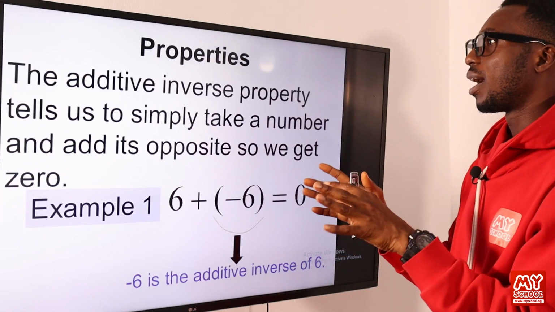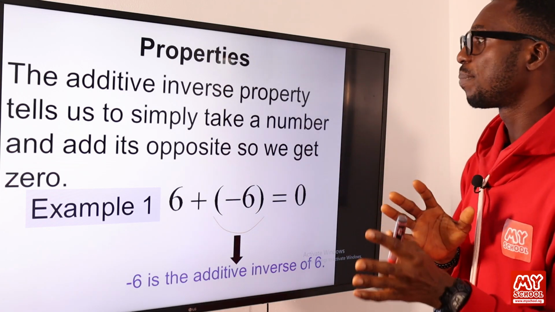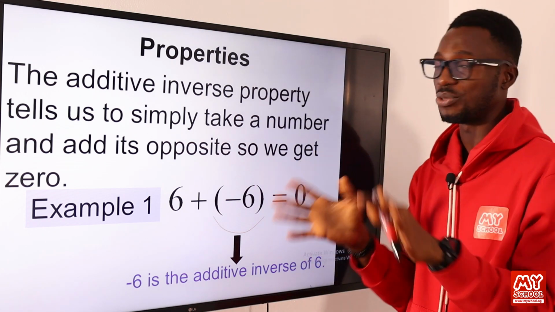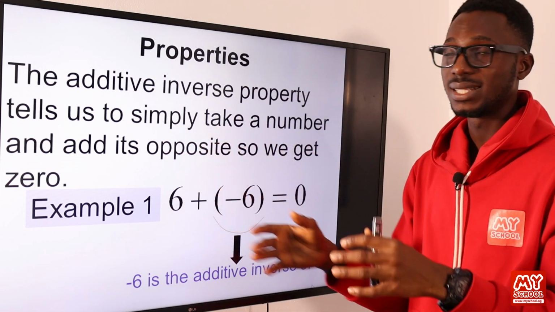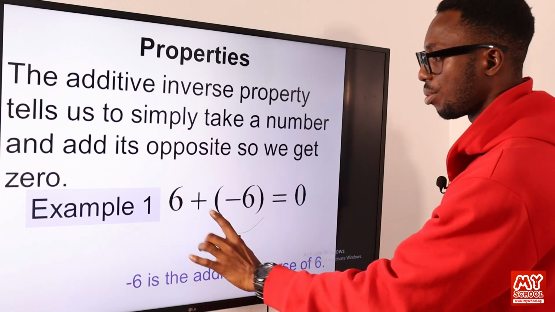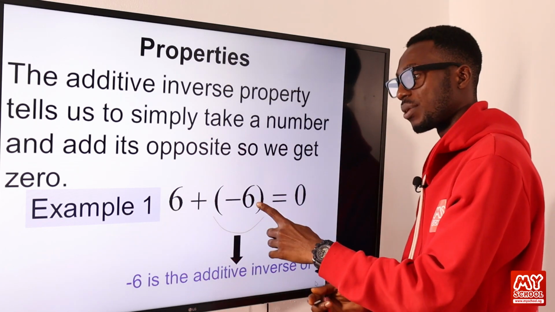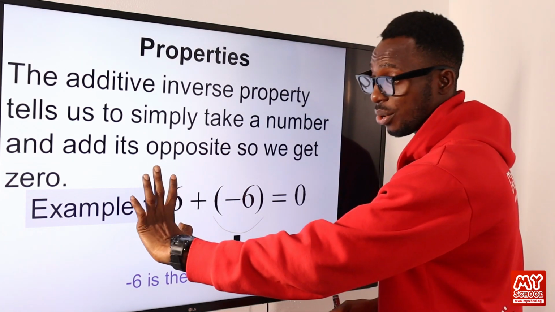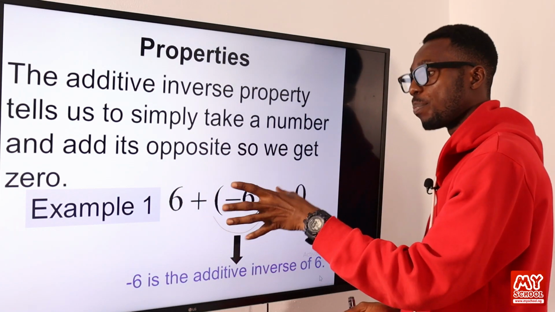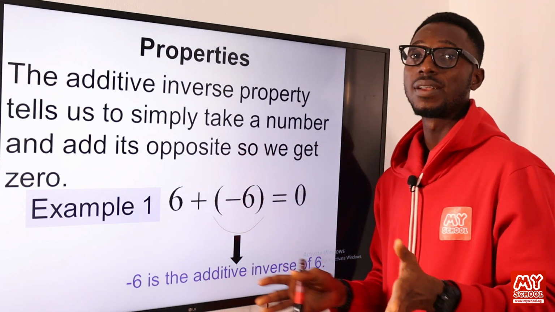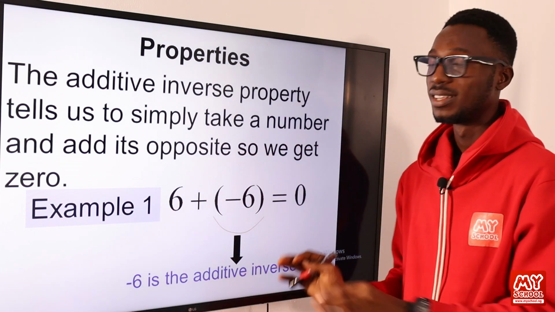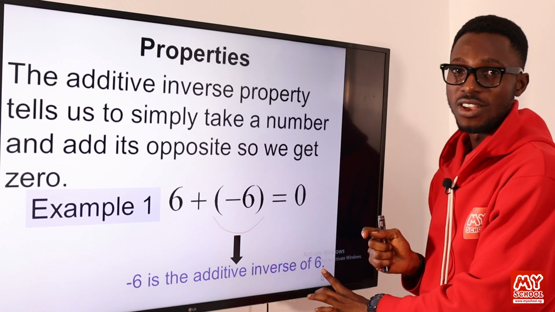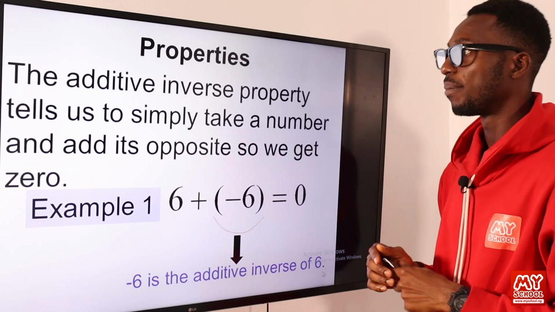Yes. So the additive inverse property tells us to simply take a number and add its opposite so we get 0. All right, so 0 now is the identity. Okay, so look at example 1. So the opposite of plus 6 is actually minus 6. So you have 6 naira on you, and you are owing somebody 6 naira. If you pay the 6 naira, what do you have left? It is 0. No debt, no balance. So that is what we are looking at. So minus 6 is the additive inverse of 6. All right, so that is how we explain inverse property.